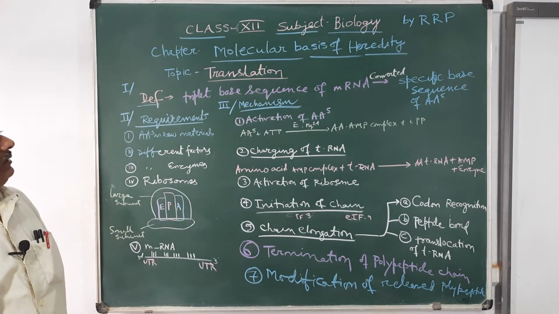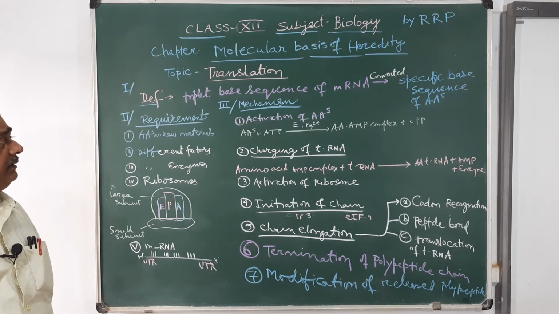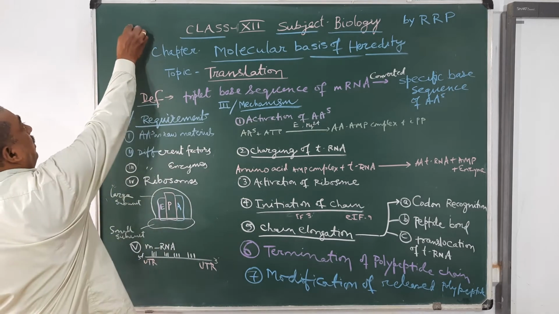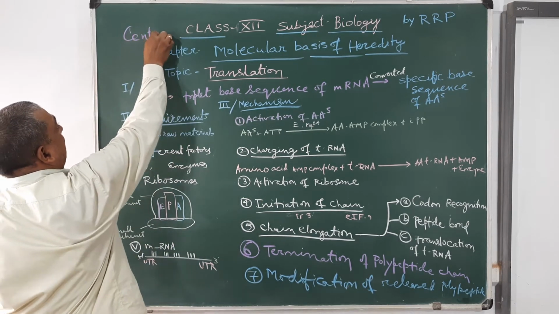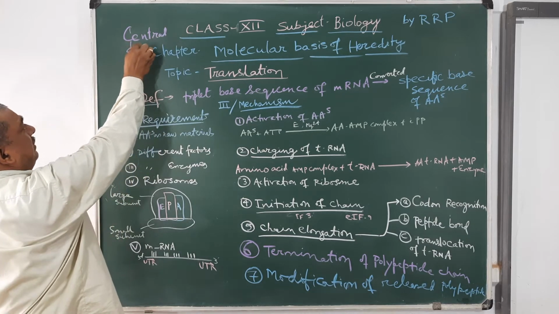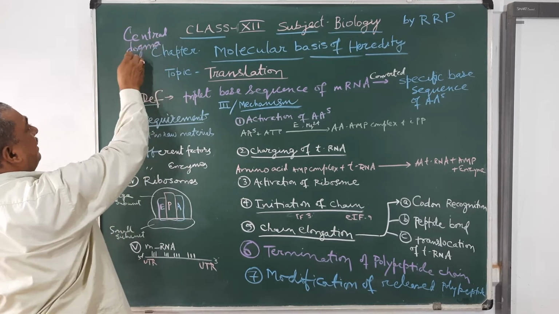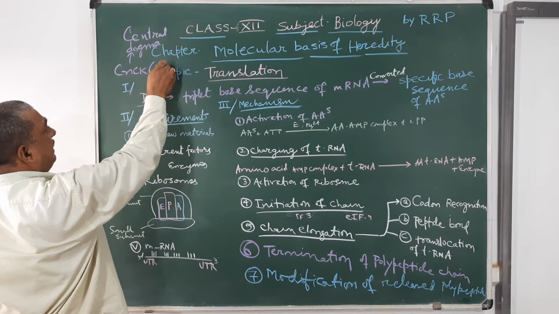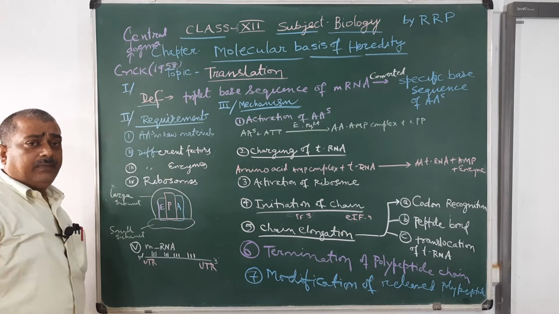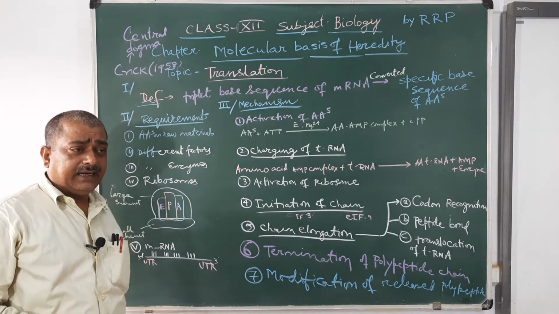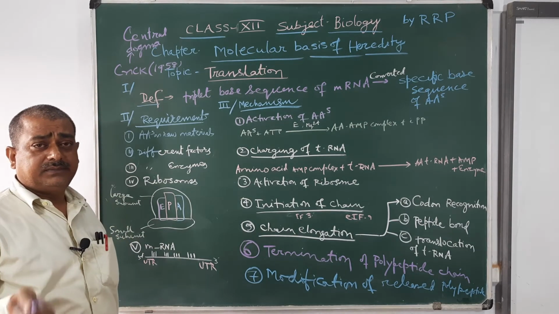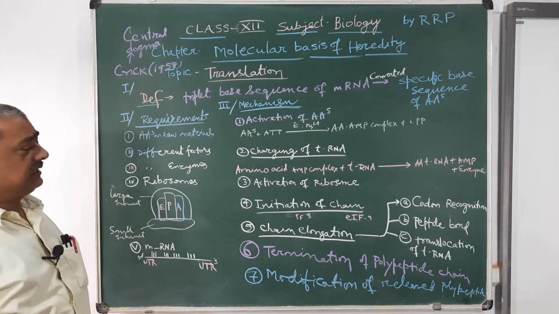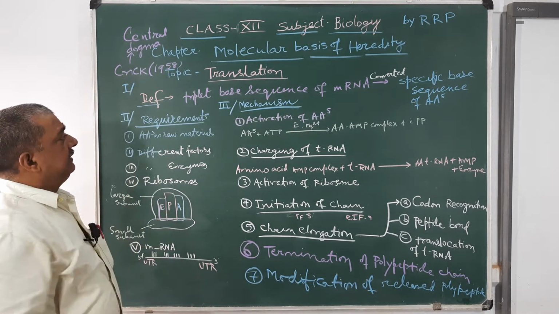Today I am going to start molecular basis of heredity for class 12 students. What is the central dogma of molecular biology? The central dogma of molecular biology was discovered by Crick in 1958, and according to him, DNA forms RNA, RNA forms protein. DNA forms RNA. This process is called transcription, and the next step is called translation.